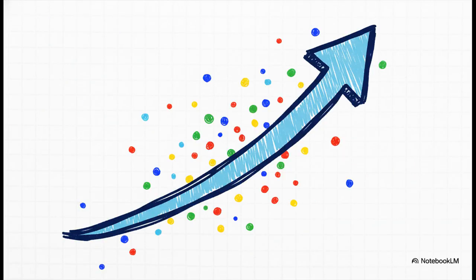The dots aren't just a random cloud. They seem to form a rough line that goes up and to the right. In the world of statistics, we call this a positive correlation. It's the visual proof of what we already thought. As one thing, age, goes up, the other thing, height, also tends to go up.